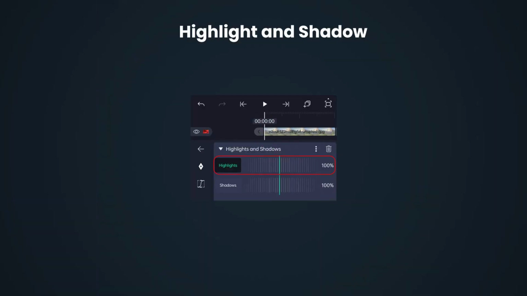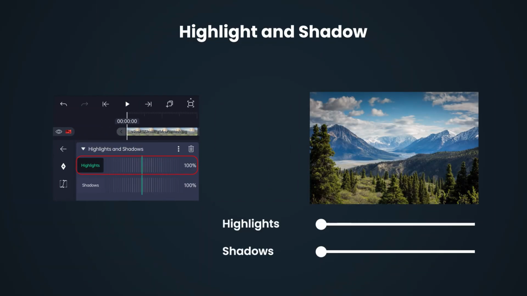The next effect is highlight and shadow. This effect controls the shadow and highlight parts individually. Highlight controls only the brighter part of the image, and shadow controls the dark part of the image.